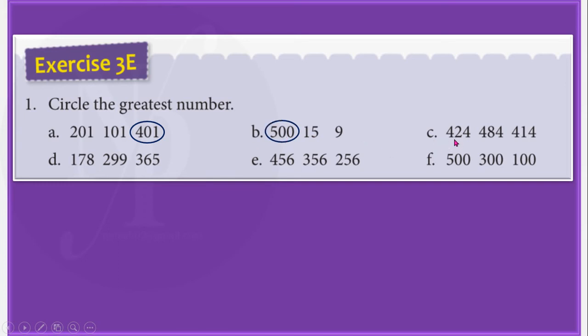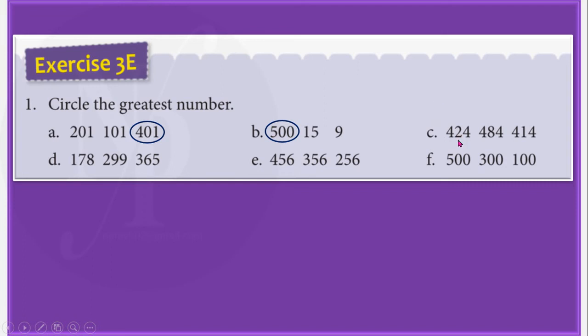C: 424, 484, 414. So here all the 3 numbers are 3-digit numbers, and also we notice here that the digits at hundreds place of all the 3 numbers is again same. So looking at only these digits, we cannot say which is the greatest among these three numbers. So in such case, what we should do is we should compare the digits at the next greatest place, that is tens place here.